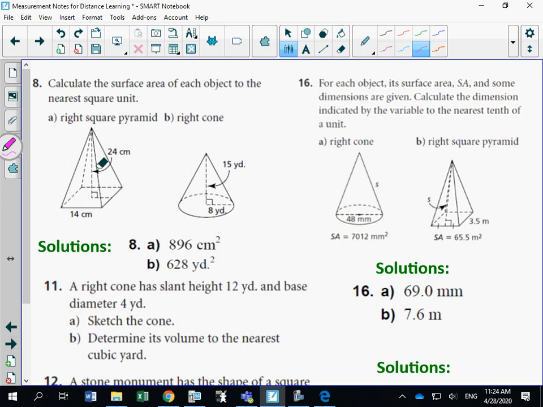And on this page, you're going to do all of these questions. So again, you're going to calculate the surface area, but you're missing the slant height, right? So you're going to use Pythagorean theorem. If this is 14, this is 7, and that's 24, what would C be? So you're calculating C here. For this, again, you're calculating C, right? C squared equals A squared plus B squared.